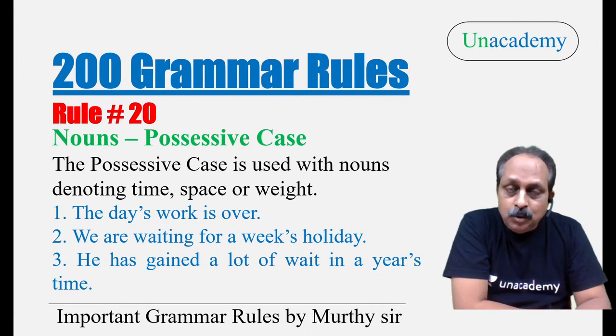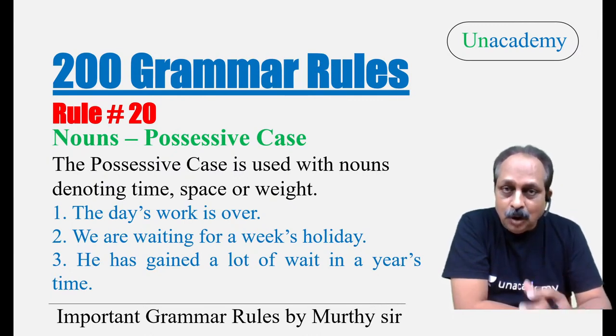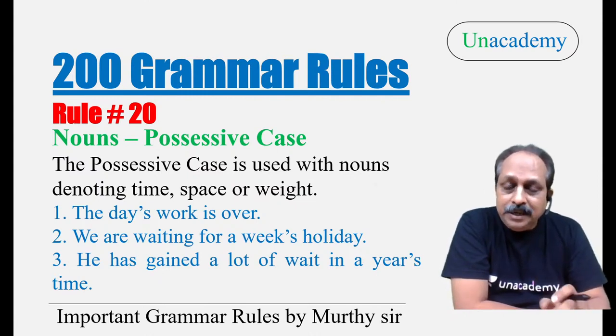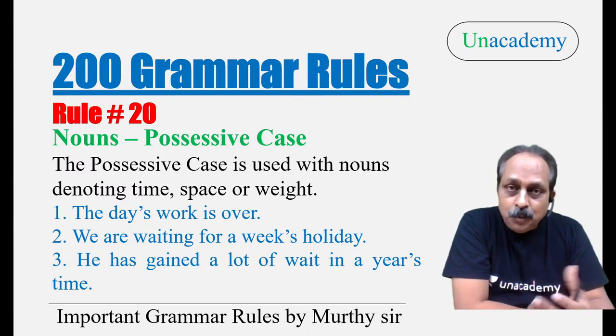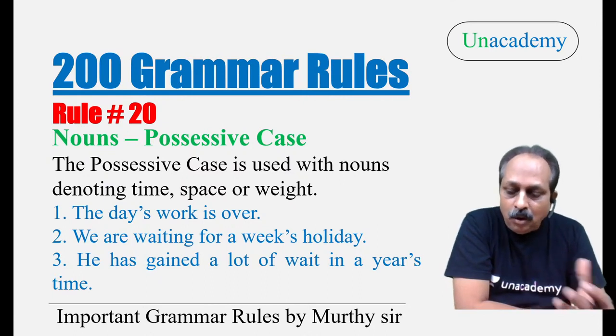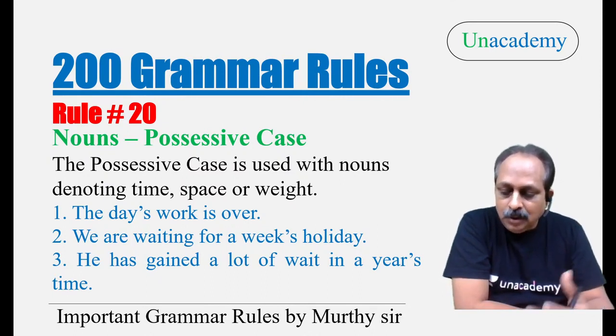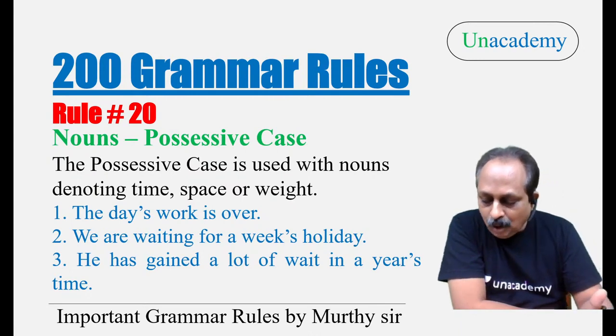What is the last one? Rule number 20: the possessive case is used with nouns denoting time, space, or weight. A lot of people don't know this. It is an important one. Time, space, or weight: nouns denoting these three. Look at the examples. The day's work is over. Day is a concept. The day's work is over. It is correct. We are waiting for a week's holiday. Week, a week's holiday.